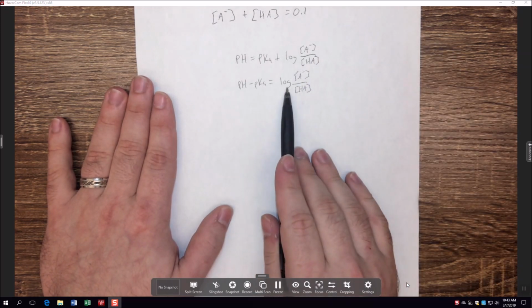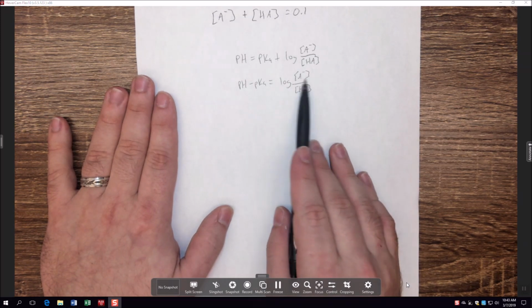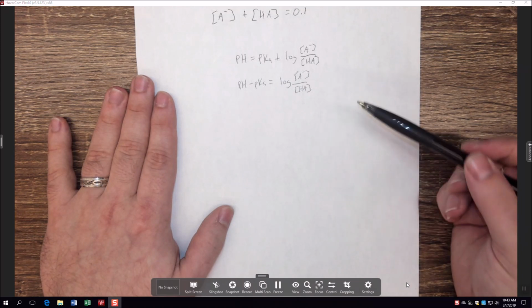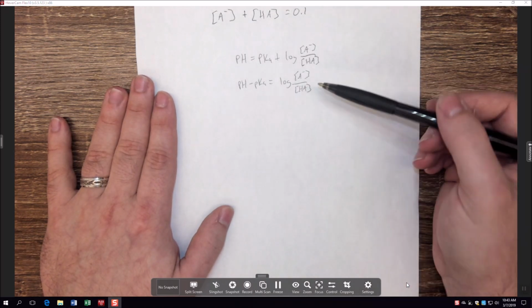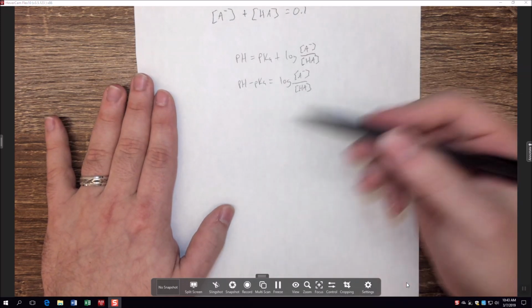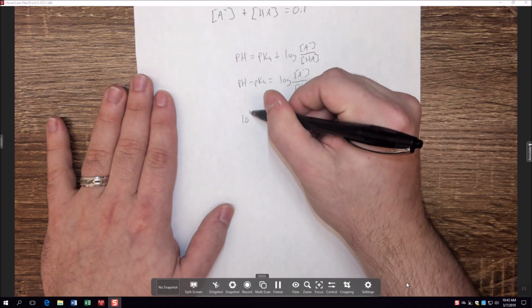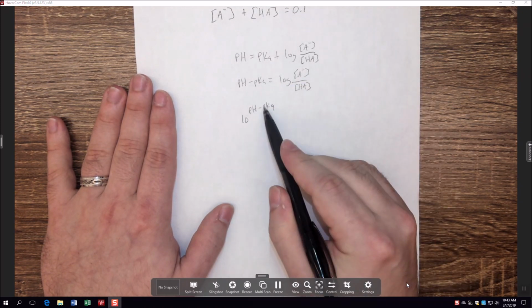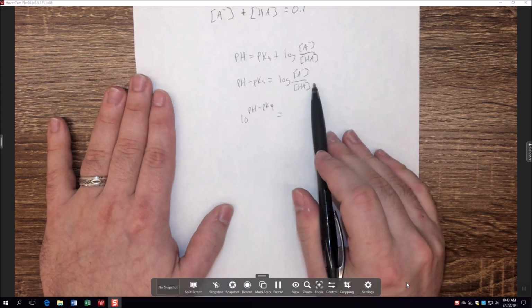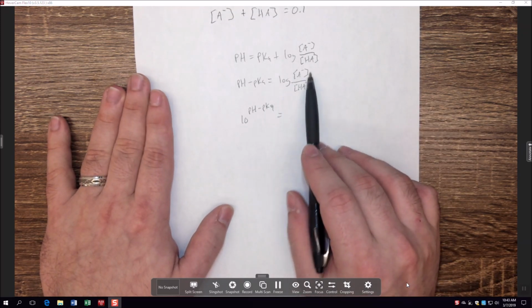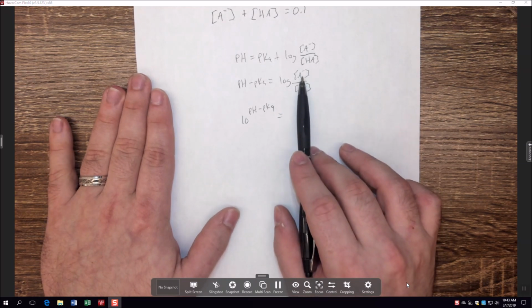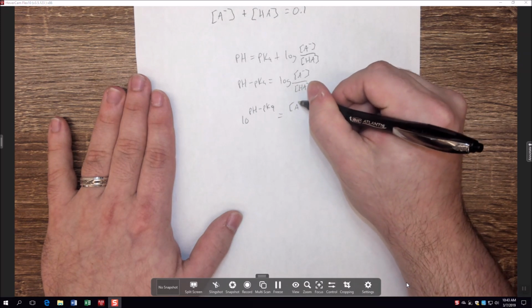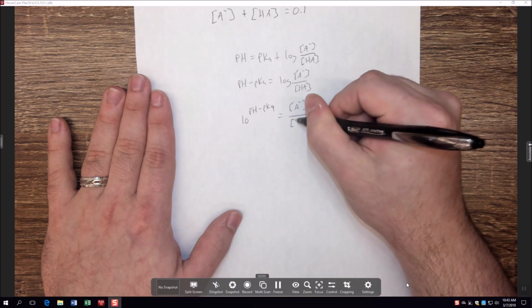Now, in order to get rid of this log function that's currently attached to our A minus, we need to take 10 and raise it to the power of each side of the equation. Practically speaking, we're going to take 10 to the power of the left side of the equation, and do that to the right side as well. But 10 to the log of a number, or in this case a ratio of variables, is just that number, or the ratio of the variables. So it's going to be equal to A minus over HA.